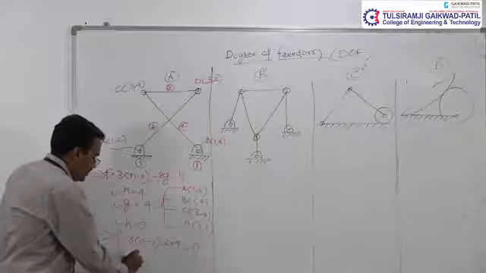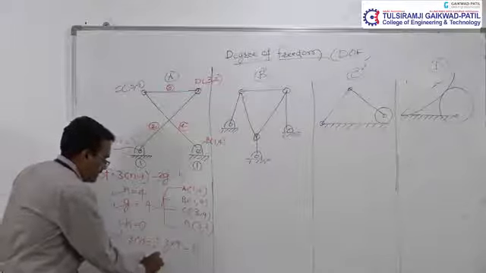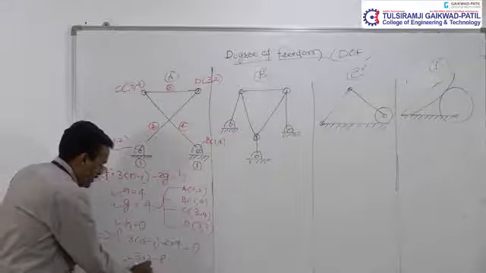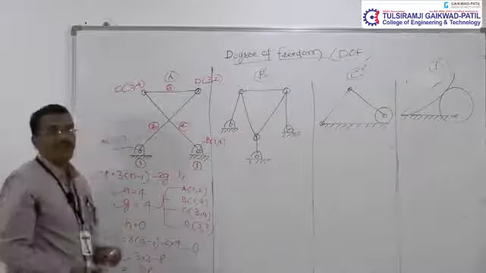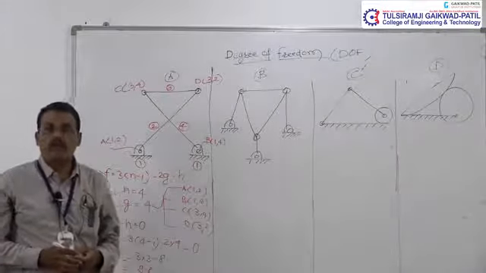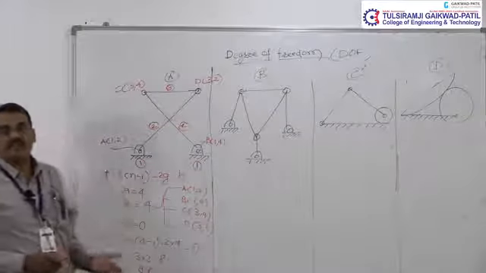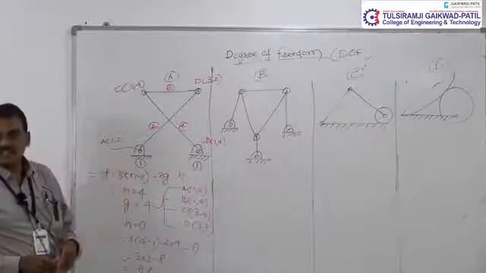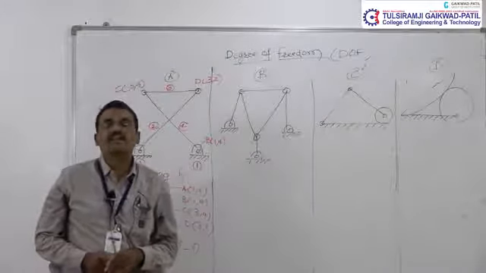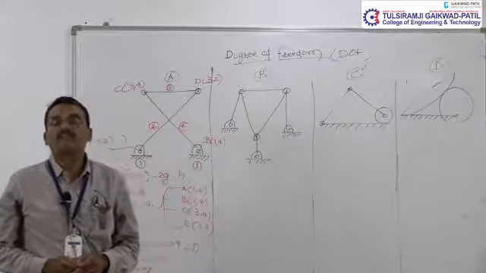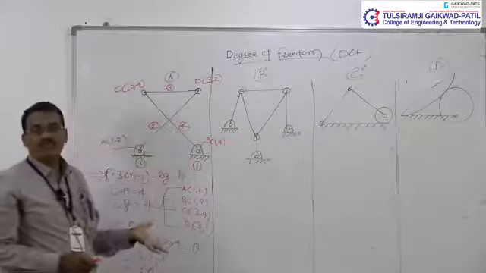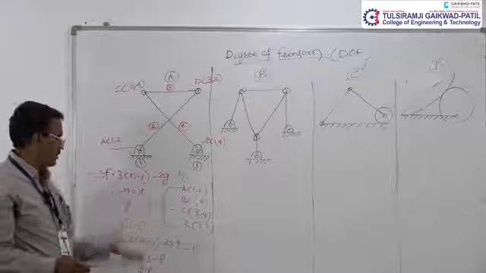So 3 into 3 minus 2 into 4, that is 8, means 9 minus 8 is equal to 1. Now for this particular numerical, the value of degrees of freedom or the mobility comes out to be 1, means it can move either in the x direction or in the y direction or it can rotate about the z direction in a plane.